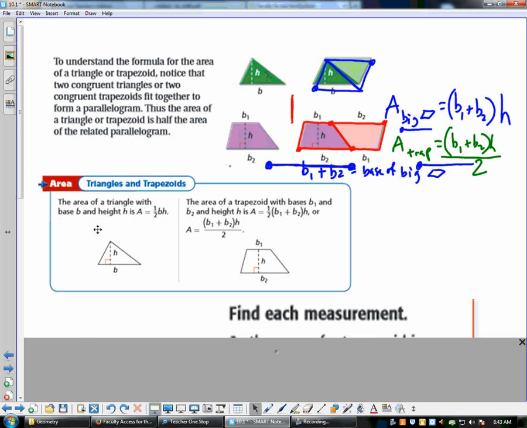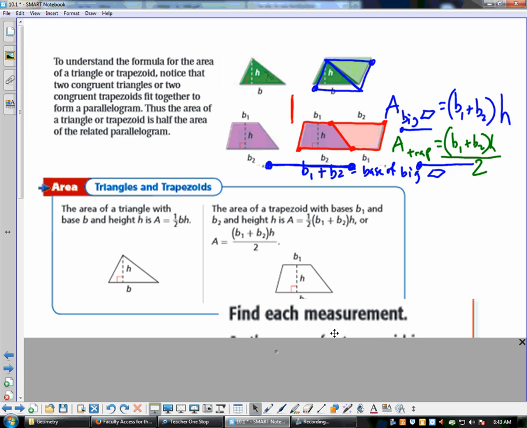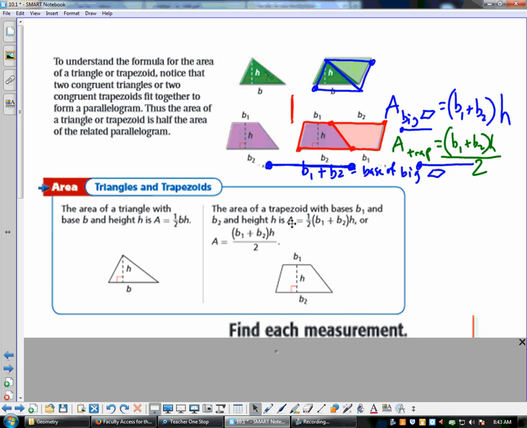So you're getting this written down, that the area of a triangle is half the base times the height, and the area of the trapezoid is 1/2 quantity B1 plus B2 times h, or you could write it as B1 plus B2 in parentheses times h over 2. Do you have this formula written down?